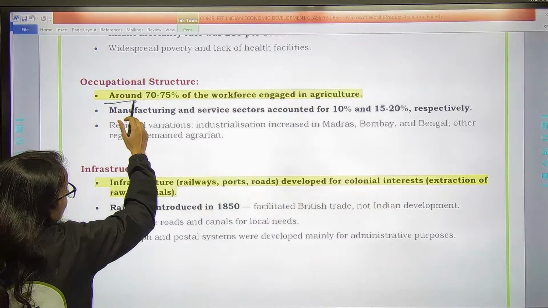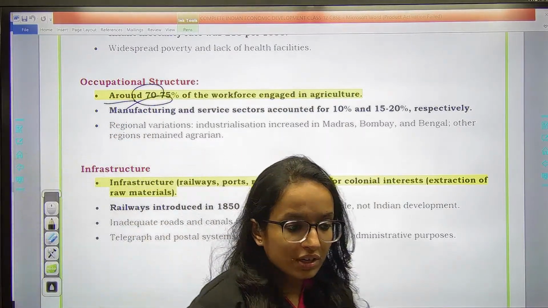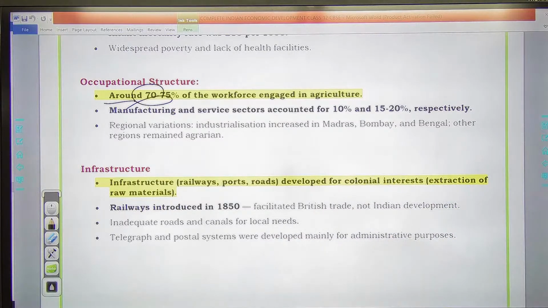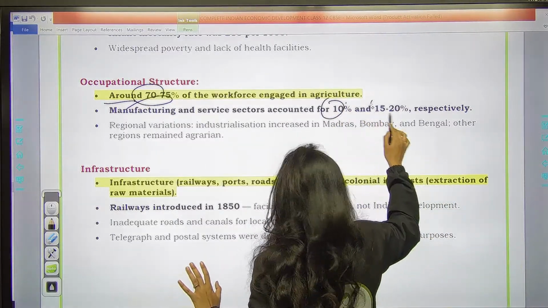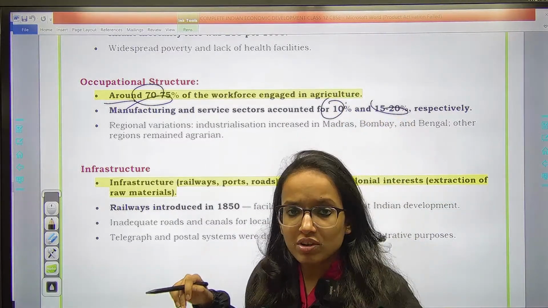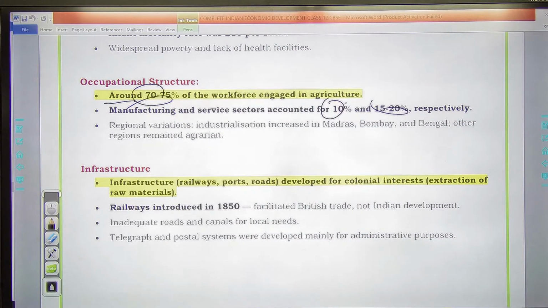Then you talk about occupational structure. Around 70 to 75% of the workforce was engaged in agriculture. So India's population was heavily dependent on agriculture for their source of income. And the manufacturing and services sectors accounted for 10% and 15-20% respectively. Manufacturing का रोल काफी कम था, services sector का रोल फिर भी ज्यादा था.